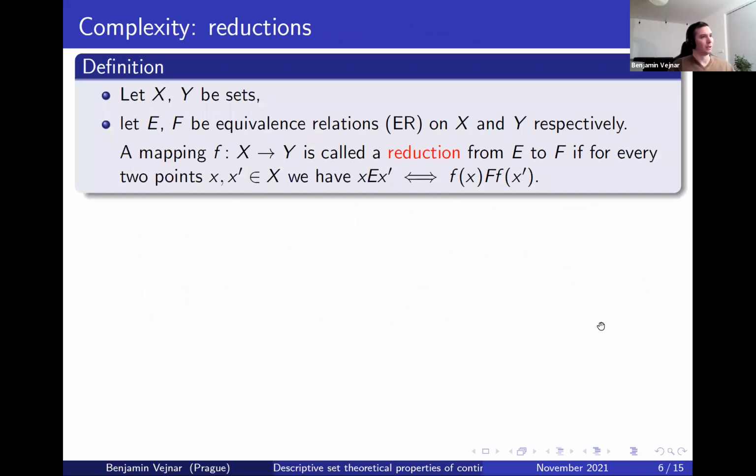So let me just consider now that X, Y are just arbitrary sets. And suppose that E and F are equivalence relations on X and Y respectively. And we say that a mapping f going from X to Y is a reduction from E to F if for every two points x and x prime in X, x is E-related to x prime if and only if f(x) is F-related to f(x prime).